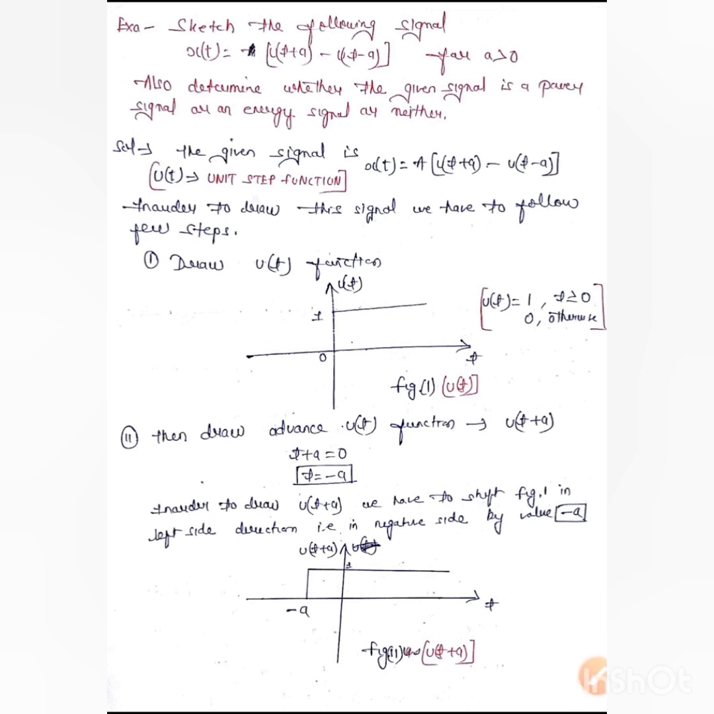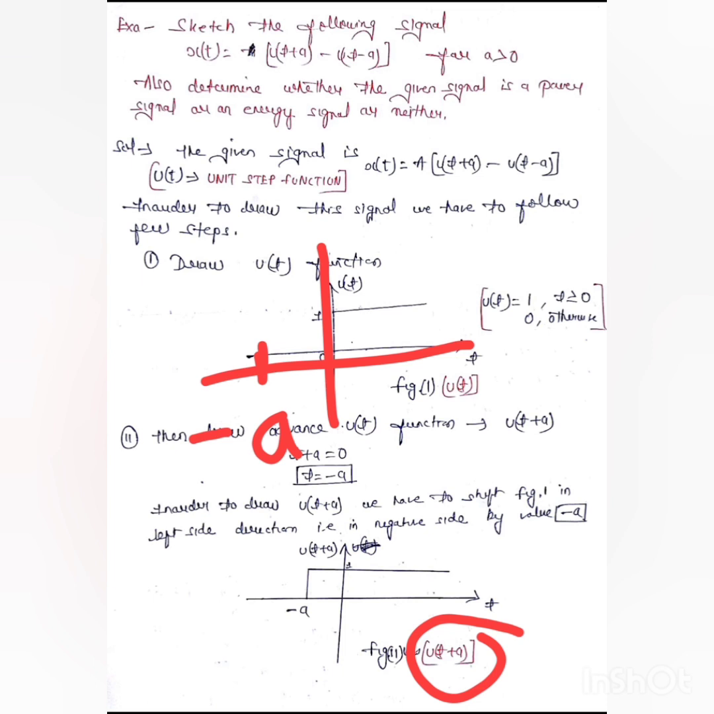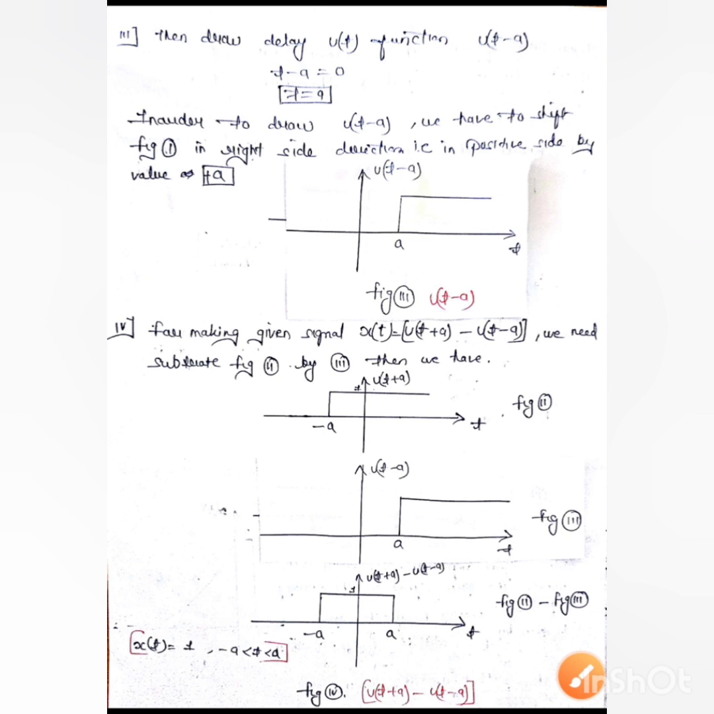Here we have the u(t) function. Somewhere we have a value of minus a. Now, in order to make the u(t+a) function, we shift our diagram from minus a. That means we shift our diagram from minus a. This is the figure for u(t+a). We simply shift our function to the left side because we want u(t+a). Okay? Now moving on to the next.